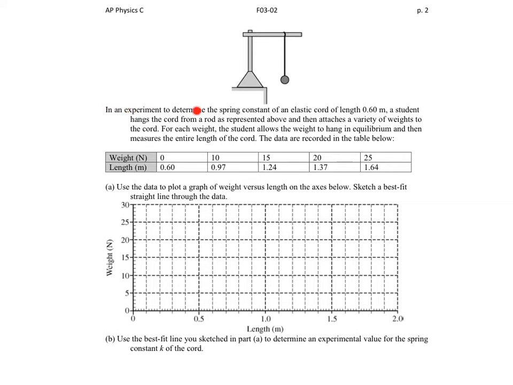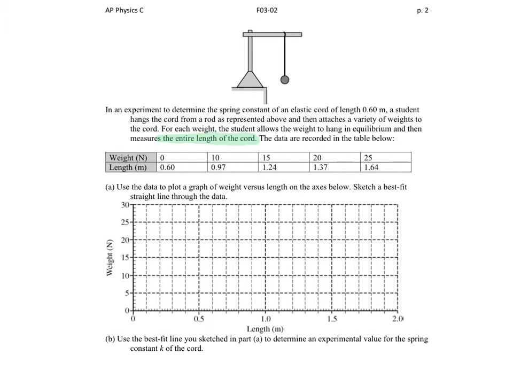In an experiment to determine the spring constant of an elastic cord of length 0.60 meters, a student hangs the cord from a rod as represented above and then attaches a variety of weights to the cord. For each weight, the student allows the weight to hang in equilibrium and then measures the entire length of the cord. The data are recorded in the table below. Important thing to flag: it's the entire length of the cord, so not a stretch from some equilibrium length, but the entire length.